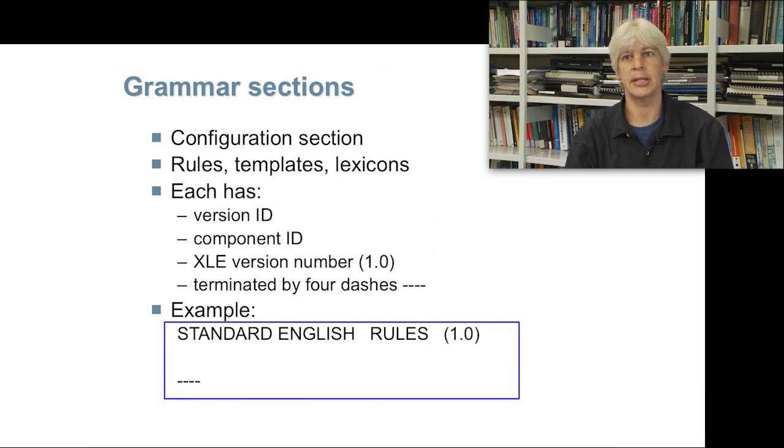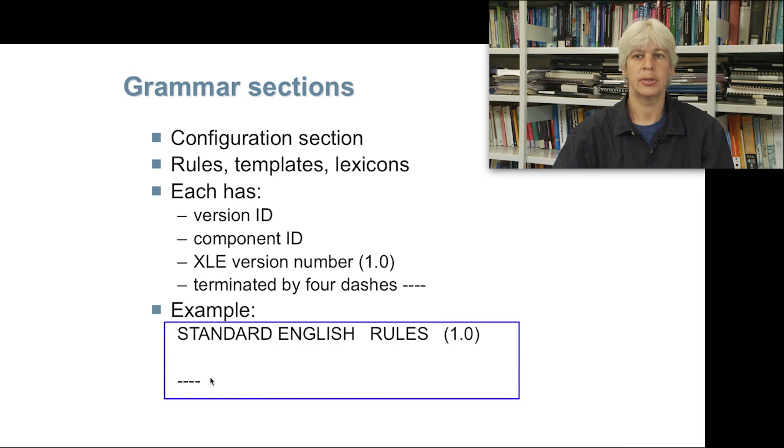Okay, the grammar sections. These are the sections in the small grammars that you'll be working with as part of the course. All of your grammars will have these sections, so this is important to understand. It's very basic information, but very important. You will have a configuration section, and I'll show you an example of that, which configures the grammar. It tells you what kinds of files it has to read in, what kinds of components it has, etc. You have rules, templates, and lexicon sections, where you have the C-structure rules, the templates, and the lexical entries. And each of these sections, as well as the configuration section, has a version ID. This is for software development purposes: a component ID, an XLE version number, and it's terminated by 4 dashes.